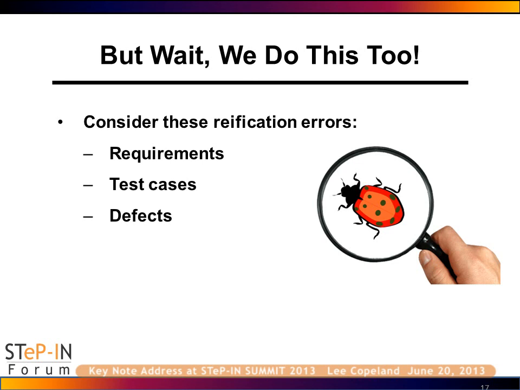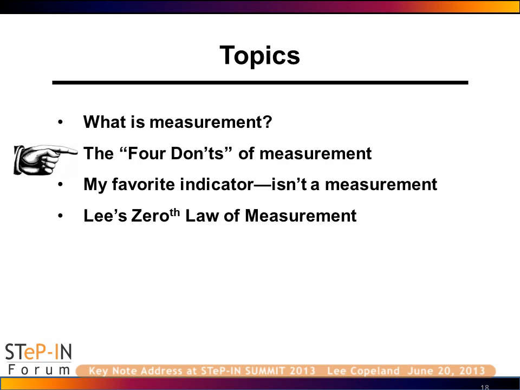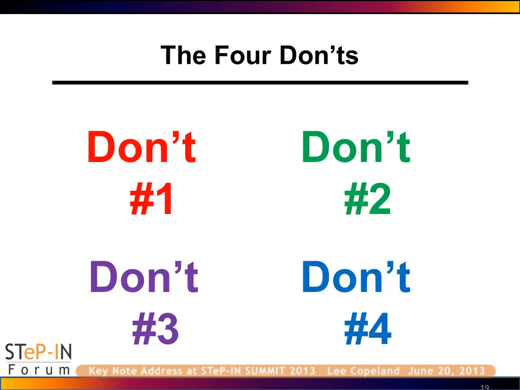Okay. So that's my scheme. That's my talk about measurement. Now, I want to identify what I call the 4 don'ts of measurement. And one thing I learned in how to be a good public speaker class is that you should always have clever labels for ideas so that people can kind of grab onto them in their minds. And so I have clever labels for these 4 ideas. Don't number 1, don't number 2, don't number 3, and don't number 4.